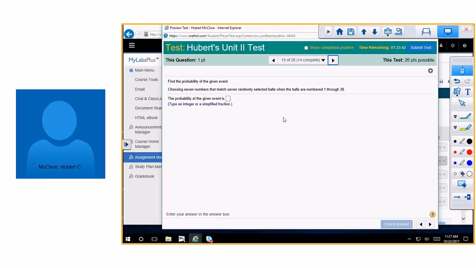Same type question. Find the probability of a given event. Choosing 7 numbers that match 1 through 38.